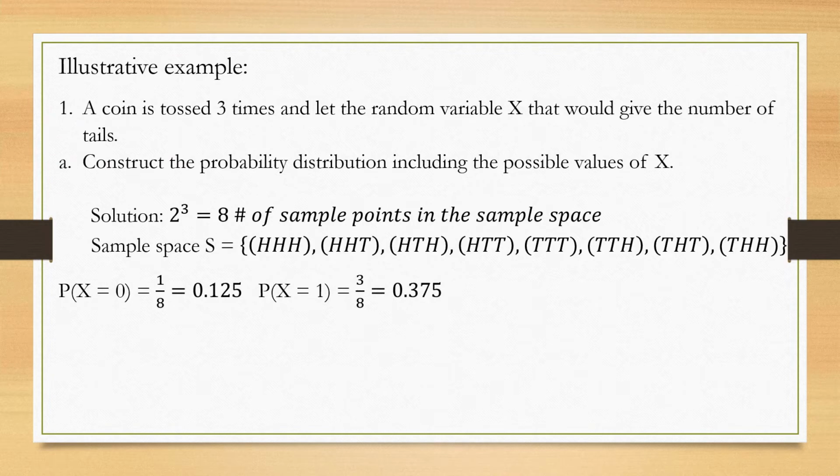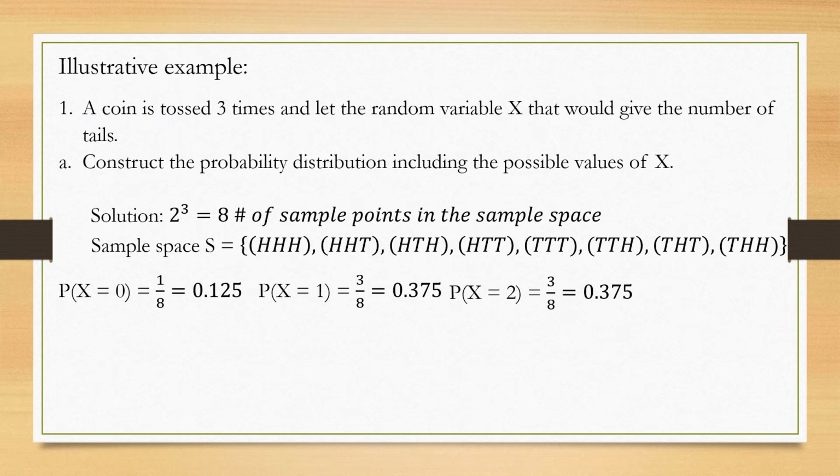Next, the probability of the random variable x equals 1. It is referring to the outcome that has only one tail. So we have head, head, and tail. Head, tail, head. Then the other one, tail, head, head. So therefore, there are only 3 outcomes that have one tail. Okay, so 0.375.